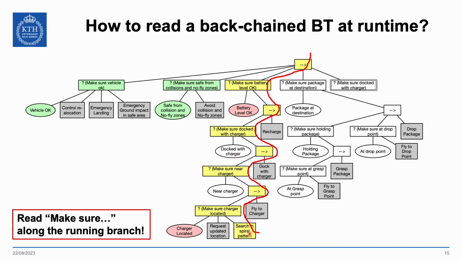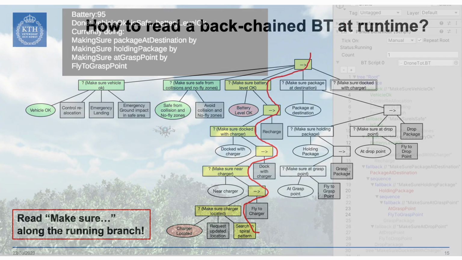So what are we doing when we're searching in spiral pattern? Well, we're basically searching in spiral pattern in order to locate the charger, in order to be near the charger, in order to dock with the charger, in order to make sure battery level is okay. If someone asks you what your agent is doing, you can just look at your tree and read the make sure labels to answer that question.